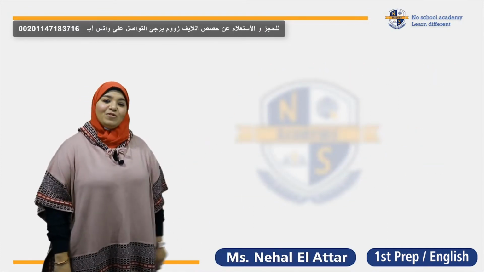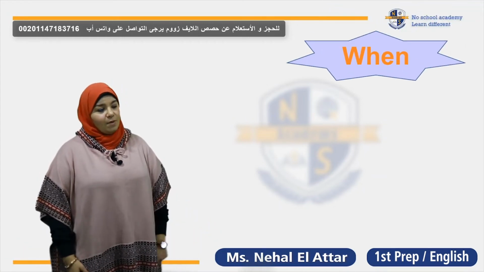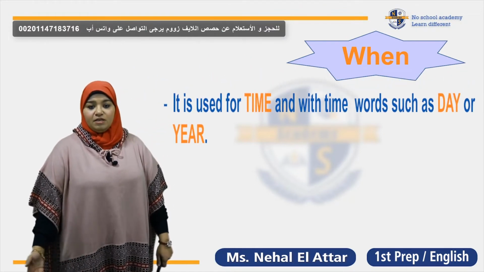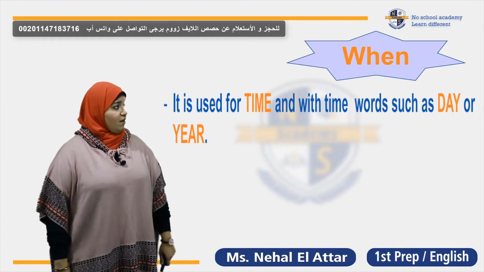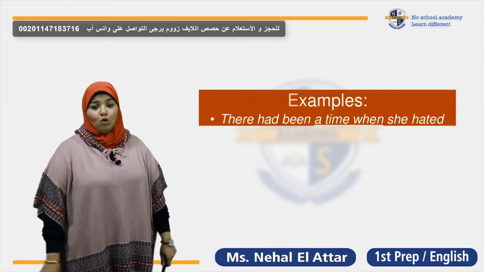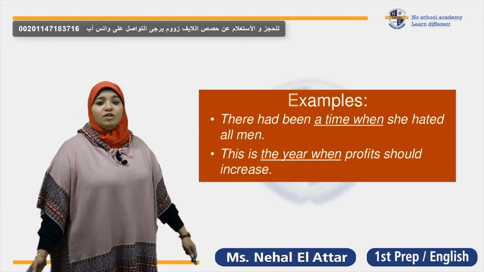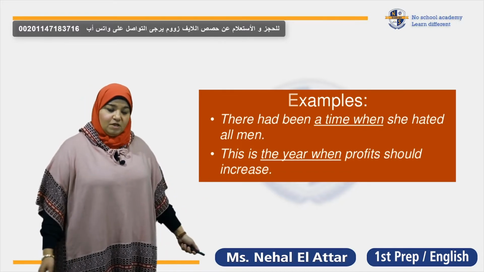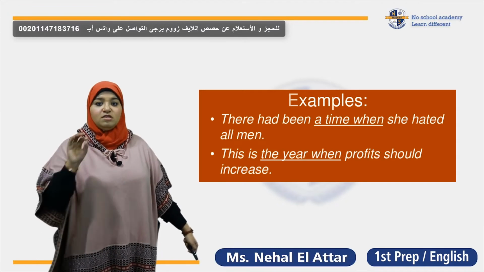The next relative pronoun that we have today is when. And of course, when is used when we talk about time or time words such as day, year, and so on. Here we have two examples that make everything clear. There had been a time when she hated all men. This is the year when profits should increase. So can you see where is when? How does it come in the sentence? Because you're going to be asked to rewrite two sentences in such a way.